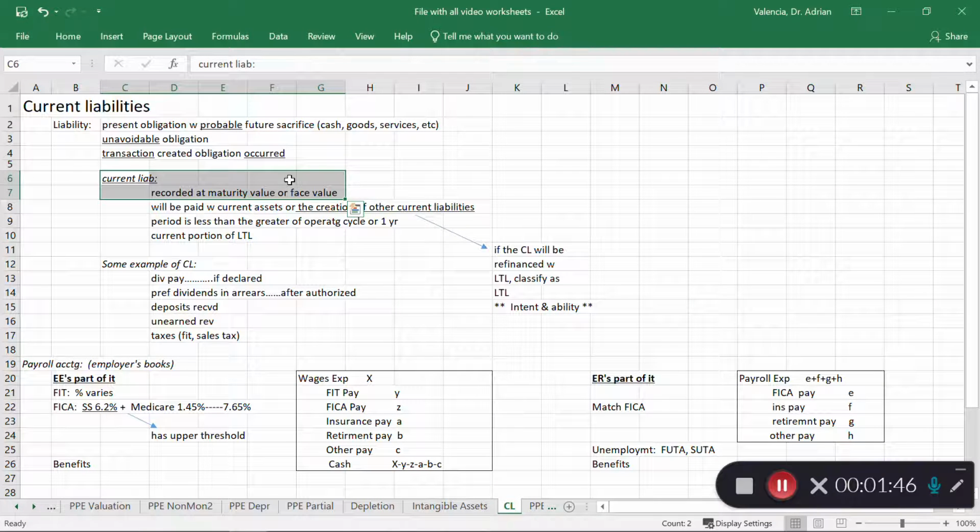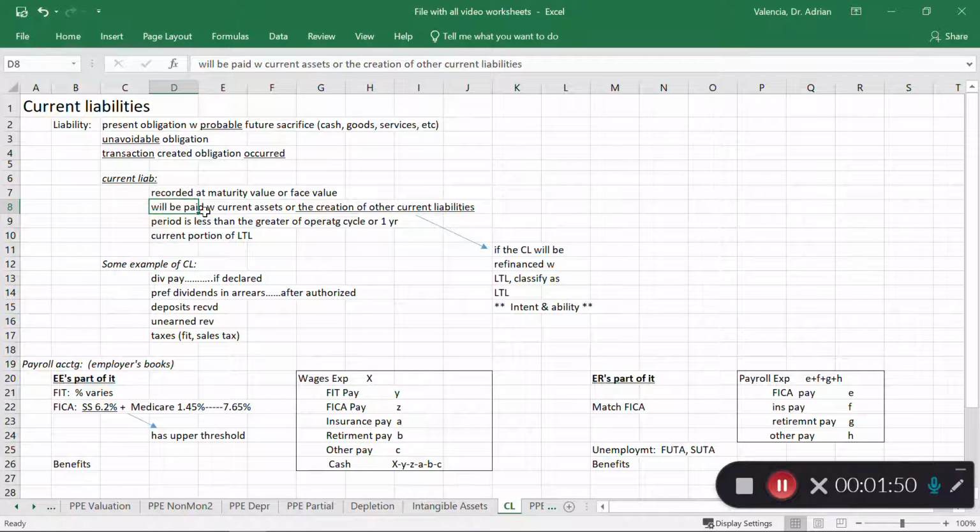The other thing is, for it to be a current liability, it needs to be paid with current assets or the creation of another current liability. Maybe you have a current liability that's going to be repaid with another reissued instrument that's a current liability, like a refinancing. And if that's the case, then you can classify it as a current liability.